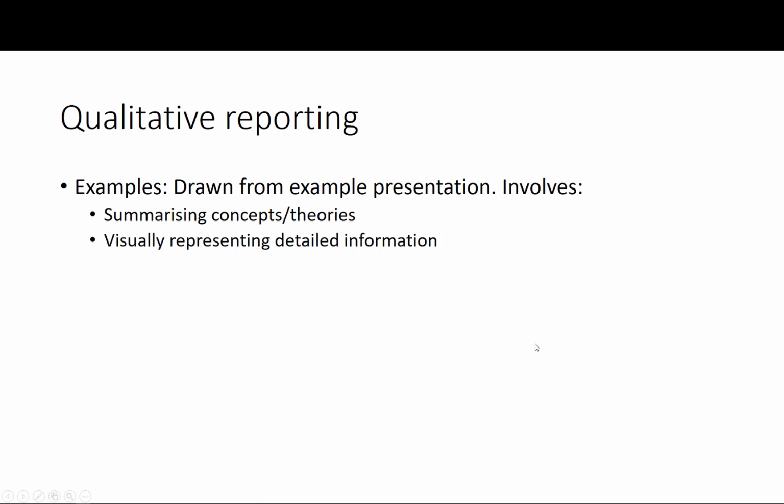So that is quantitative, as you are basically taking large amounts of numbers and then presenting them in a way that summarizes those numbers, but also makes it visually interesting to interpret those numbers. So qualitative data or qualitative reporting, on the other hand, often involves summarizing concepts and theories, and we are visually representing detailed information and often lots and lots of words in a way that makes it easy for the reader to be able to pick out what are the important ideas or the important words.